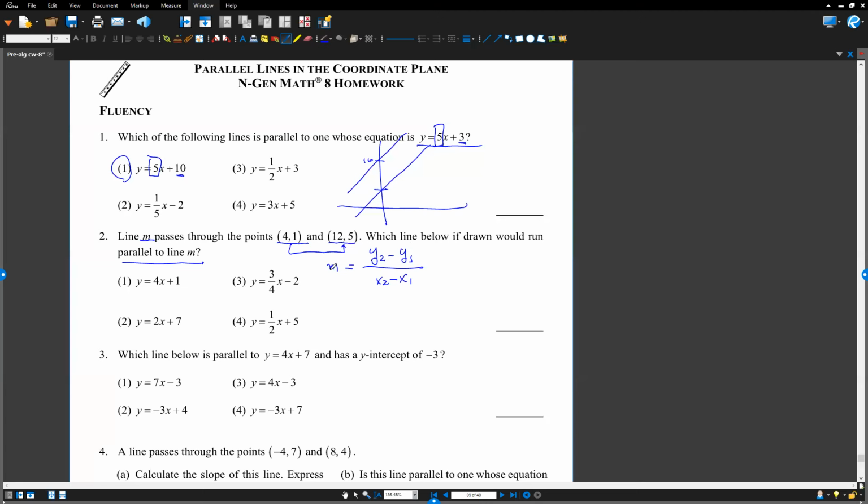Okay, now let's find the slope. This one is x2, y2. This is x1, y1. So y2 minus y1 equals 5 minus 1, over x2 minus x1, which is 12 minus 4. How much? 4 over 8, which equals 1 over 2. That's the slope. Which one has this slope? Choice 4 has this slope because they are parallel.